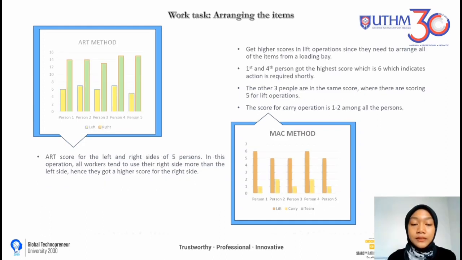In the ART method for arranging items, all workers tend to use their right side more than the left side, hence they got a higher score for the right side. In the MAC method, they get a higher score in lift operations compared to carry and team operation. The first and fourth person got the highest score, which is 6, and the other 3 people have the same score, scoring 5 for lift operation.